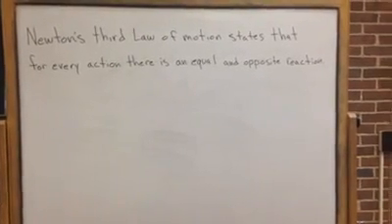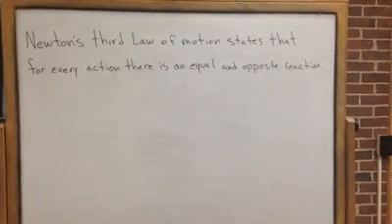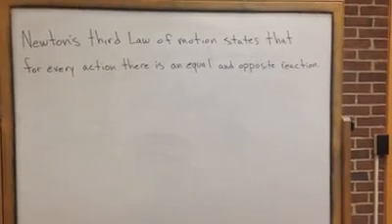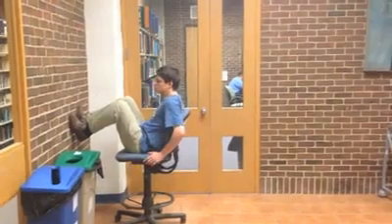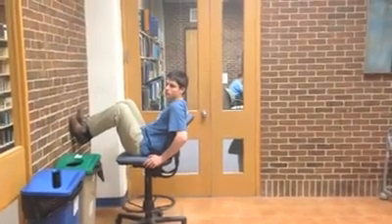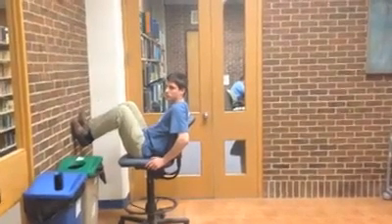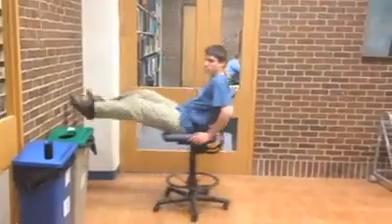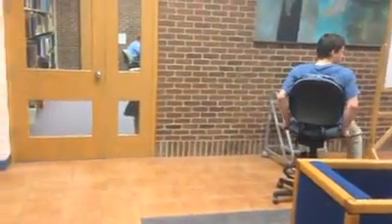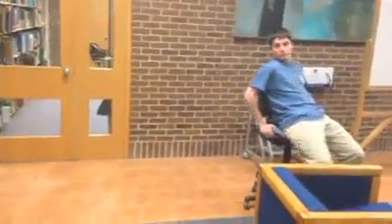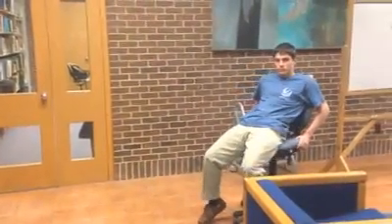Newton's third law of motion states that for every action there is an equal and opposite reaction. Here is an example of Newton's third law. When a person pushes off the wall, the wall pushes back on the person. Here we can clearly see that when the person pushed off, the wall pushed back on the person, causing him to accelerate in the opposite direction.